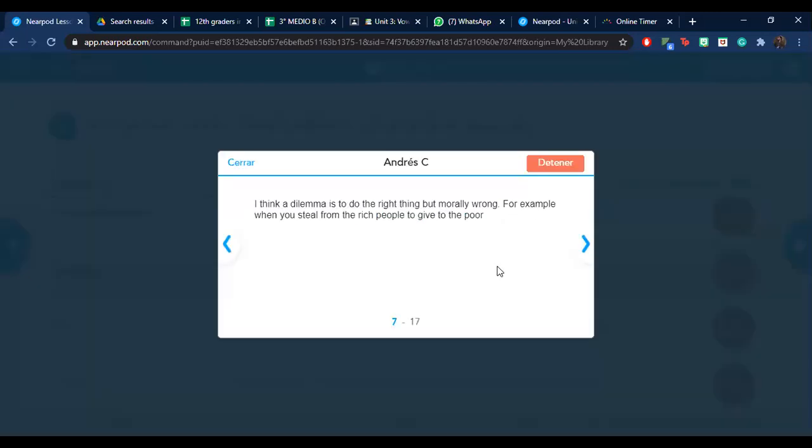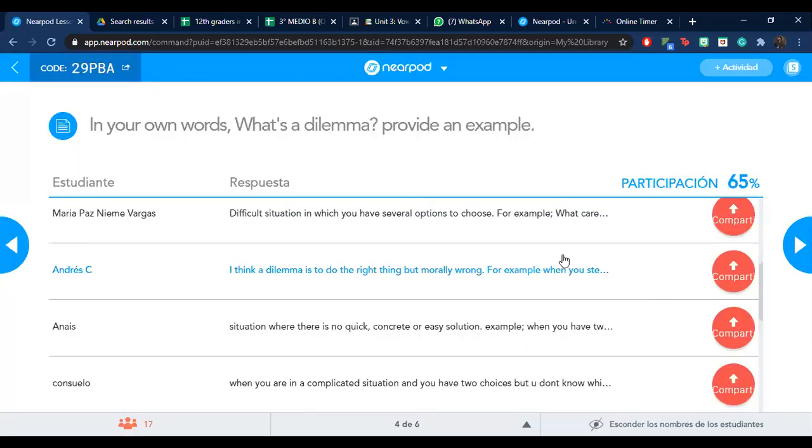Let's see, Andrew, in a dilemma is to do the right thing, but morally wrong. Oh, for example, when you steal from the rich to give to the poor. Yes. Okay, so we have something really interesting. It's to do the right thing, but morally wrong. So you're going against what is moral to do. I like that idea. You're going to see something later.